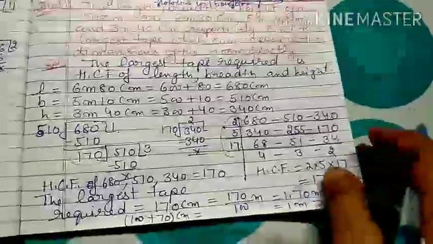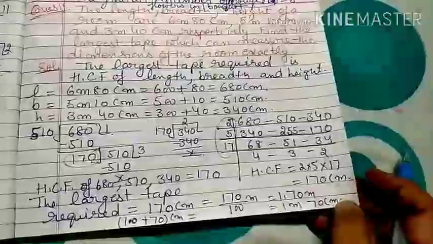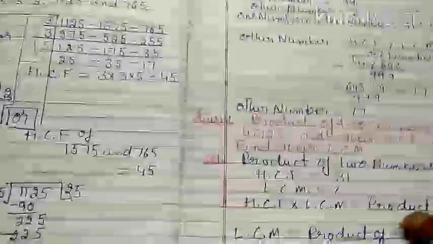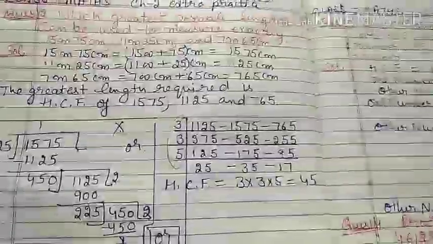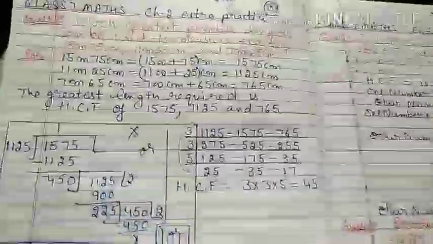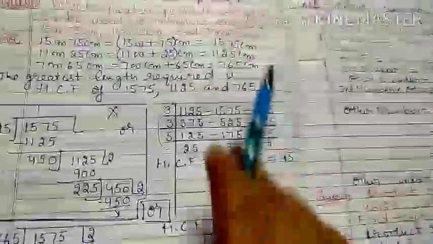So I found that my largest tape required is 170 centimeter, converted back, that is 1 meter 70 centimeter. Now next is, which greatest possible length can be used to measure exactly? That is the same type as your 11th question. You have to convert into centimeter, find the HCF.